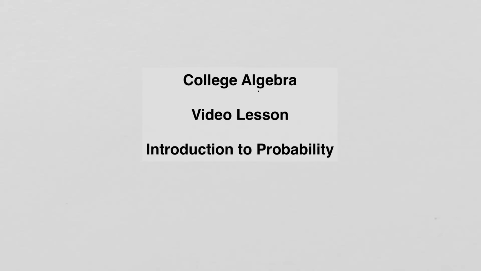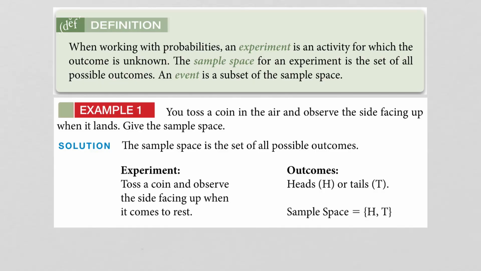Introduction to Probability. Before we talk about probability, we need to define an experiment. An experiment is simply an activity for which the outcome is unknown.